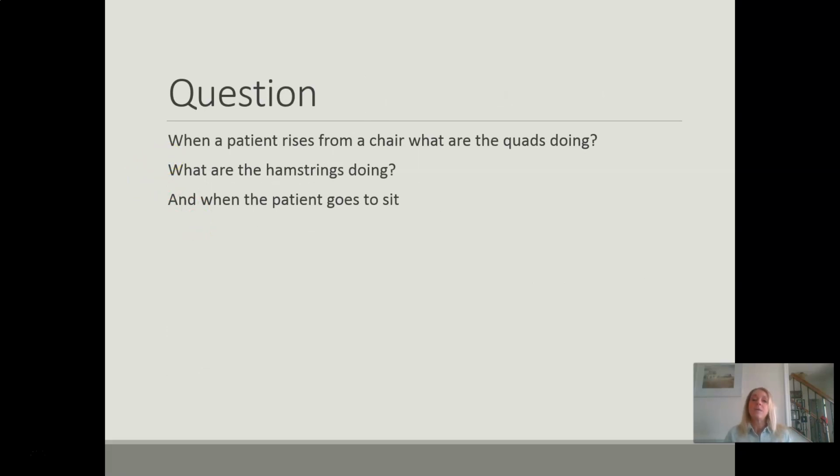So when a patient rises from a chair, what are the quads doing? On the way up, they're concentrically contracting. What the hamstrings are doing when you're going from sit to stand, same thing. On the way up, they're concentrically contracting. On the way down, they are going to eccentrically contract. So on the way up, you're moving up against gravity, accelerating or forcing that movement up against gravity, so you're going to have concentric contractions. On the way back down, so that you don't just plop down in your seat, that's going to be eccentric control of both muscle groups.